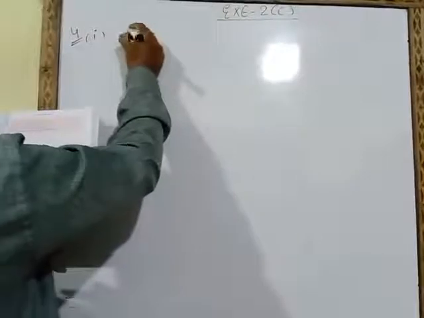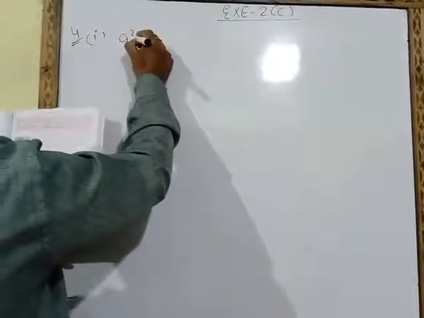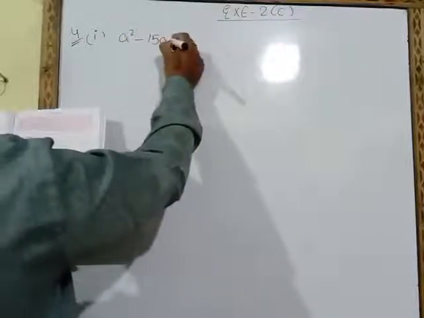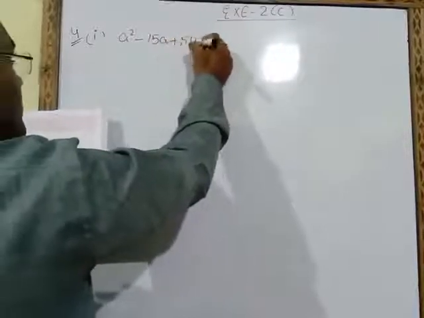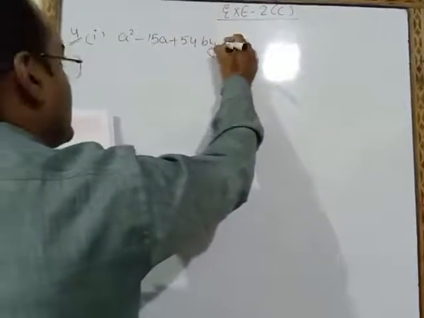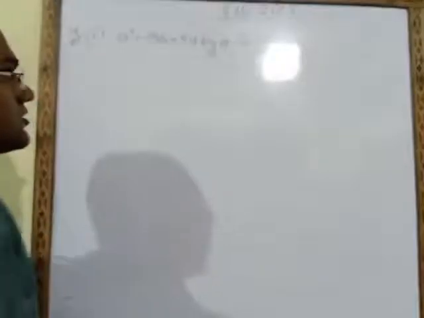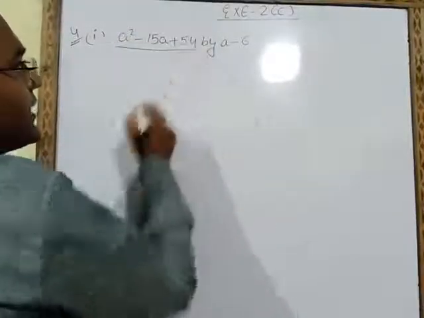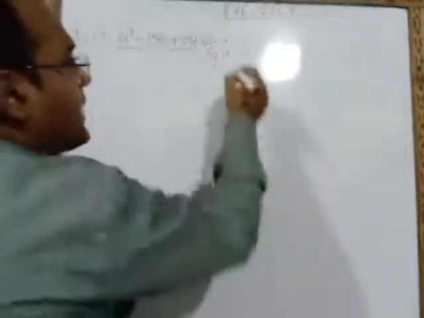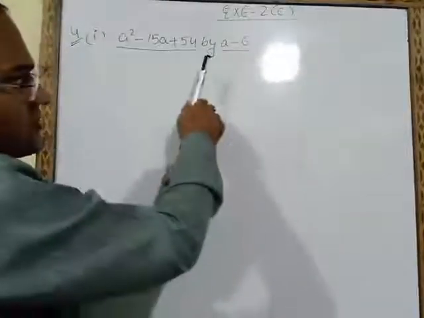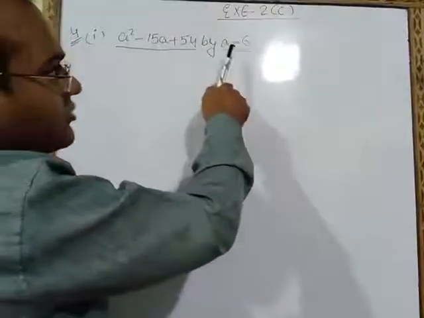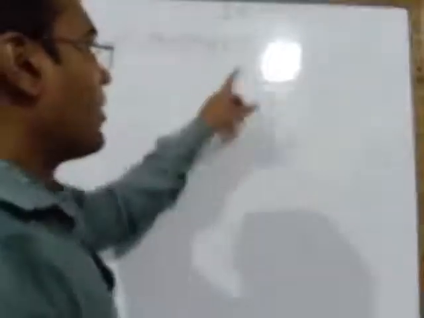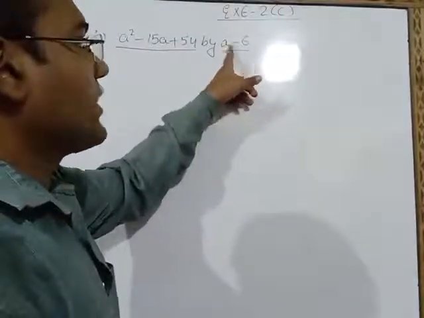First part, a square minus 15a plus 54 divided by a minus 6. So we have to divide a square minus 15a plus 54 by a minus 6. Here it is a polynomial. How many terms are coming here? Two terms, 1 and 2.